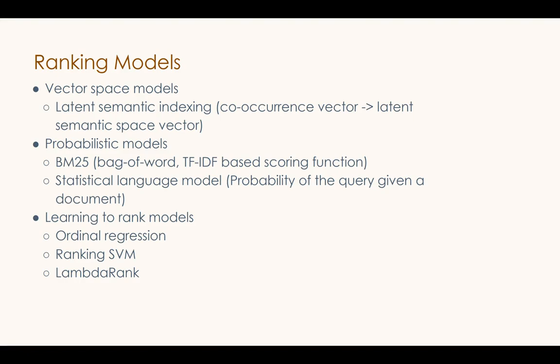The third category is the learning to rank models. We see many models here. I list three of them: ordinal regression, ranking SVM, and LambdaRank. This is the focus of this talk, and we will go into the details of individual models in the next few slides.